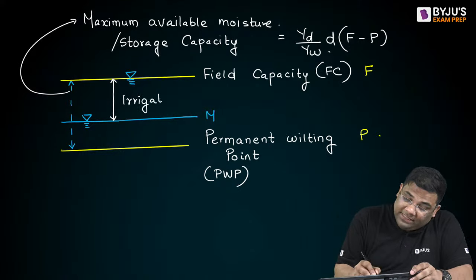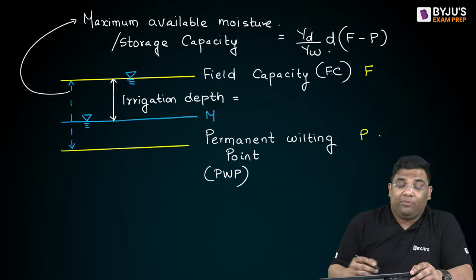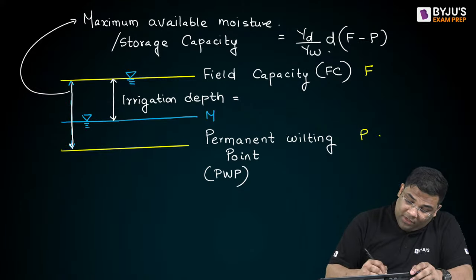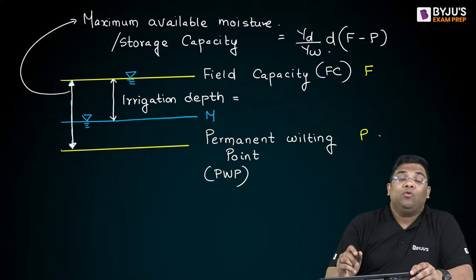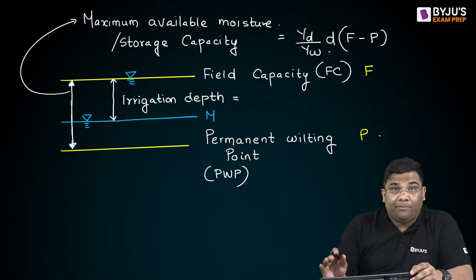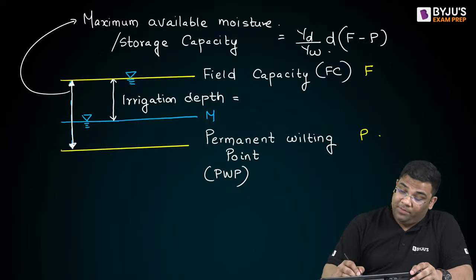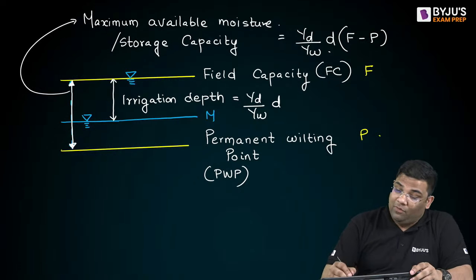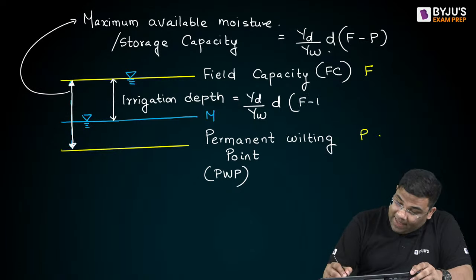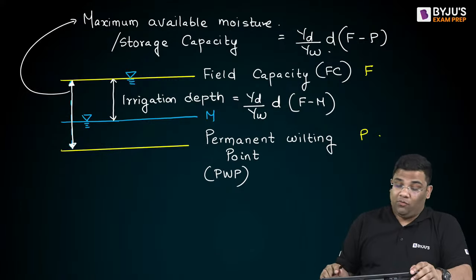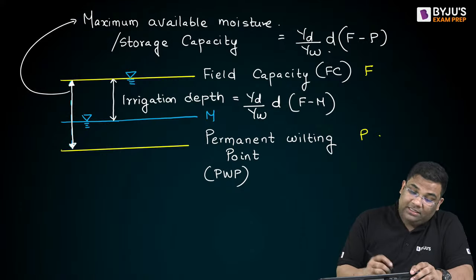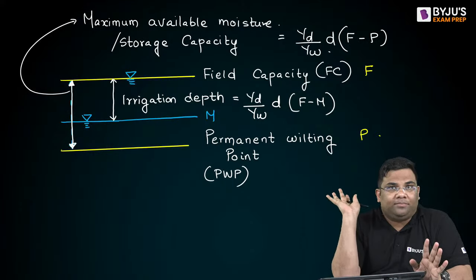And how do we find this irrigation depth? When I was finding the maximum available moisture, how did I find it? Gamma D by gamma W, D is depth of root zone, into F minus P. Similarly, this will be gamma D by gamma W into D, and then your F minus M. So this is the way we find the depth of irrigation, and this is your maximum available moisture. Understood?